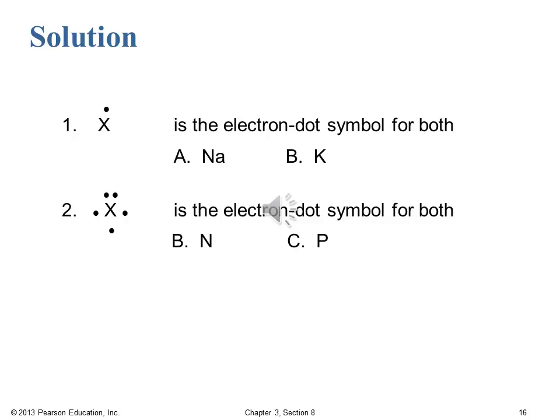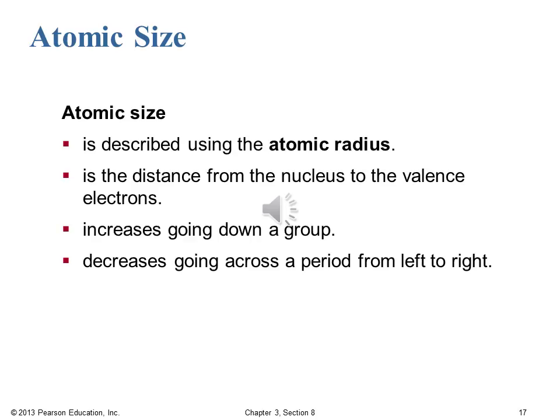So just get used to that idea that anyone in the same group is going to have the same number of electron dots, with the exception of helium having just 2, everybody else in group 8A or group 18 having 8. Okay, so the first real trend we're going to follow here based on position in the periodic table is the size of the atoms.